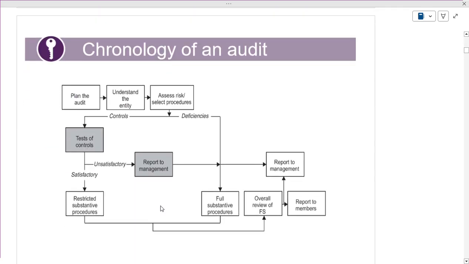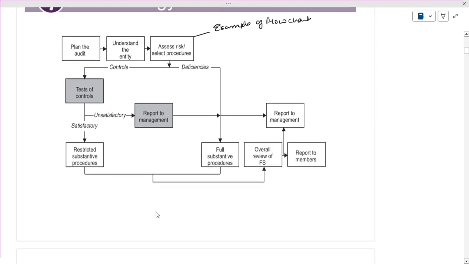Now, again, this is for the people who have not attended the last class. This is an example of a flow chart. We started with planning the audit, understanding the entity, assessing the procedures. Then we will have controls. We are doing test of controls. If it is satisfied, restrictive. If it is not satisfied, you have to report to the management. Then you have to do full substantive procedures. They will not say restrictive or substantive; they say restricted or full, and then the substantive procedures.